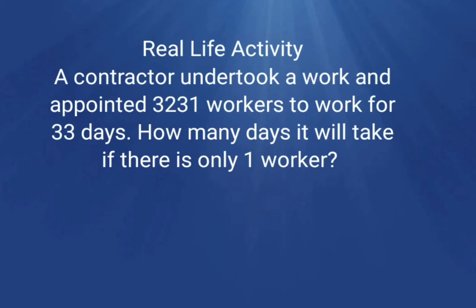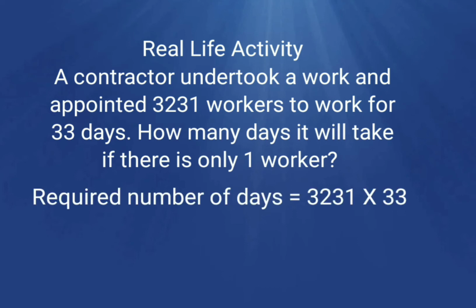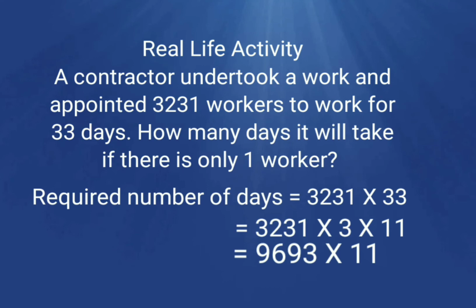Now let us consider a real life activity. A contractor undertook a work and appointed 3231 workers to work for 33 days. How many days it will take if there is only one worker? 3231 times 33, right? So that is, multiply 3 to 3231 and it becomes 9693 times 11.